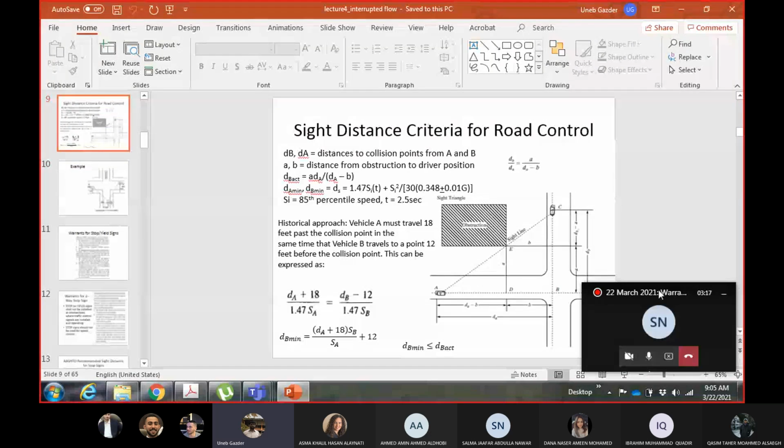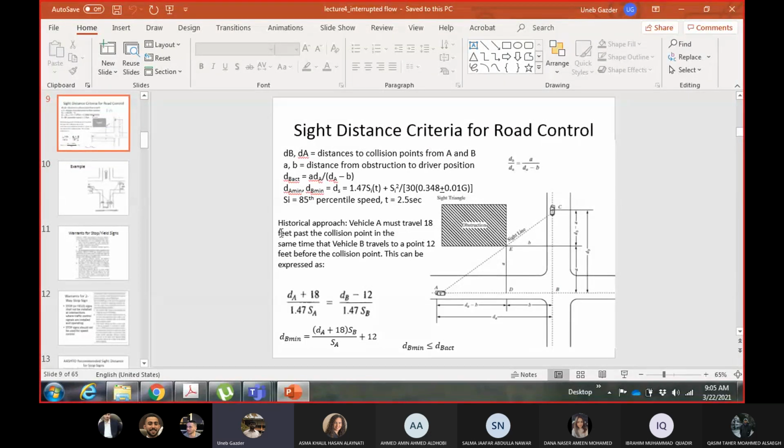Just a small correction here: dB actual basically means actual. I think I mixed it up last time. So actual will come from this similar triangle equation which we generated using similar ratios. This will give you the actual distance, the distance which is available, and then the side distance will be calculated using the side distance equation. This will be your dB minimum then.